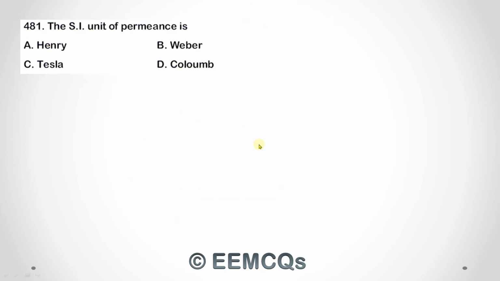Let us take the next question. The SI unit of permeance is Henry, Weber, Tesla or Coulomb. So what is permeance? Permeance is equal to 1 by reluctance, in a magnetic circuit.